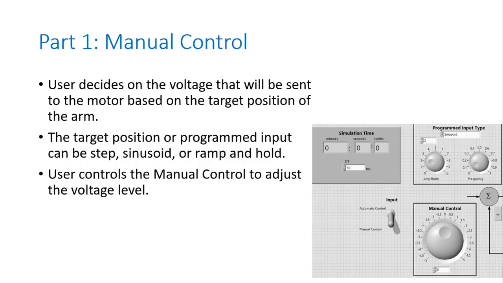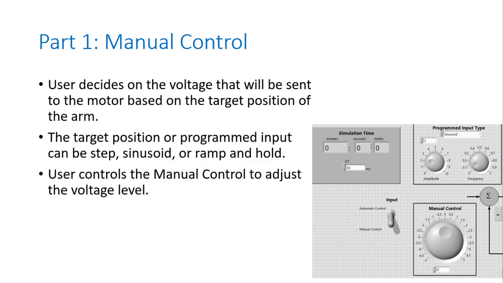So part one of the lab is manual control. There are three parts. The first one is manual control, the second one is open loop control, and the third one is closed loop control, or PID control. Manual control is when, instead of having a programmed input type, we put the toggle switch to manual control. That means I get to decide what kind of voltage to send to the motor, based on the target position of the arm.